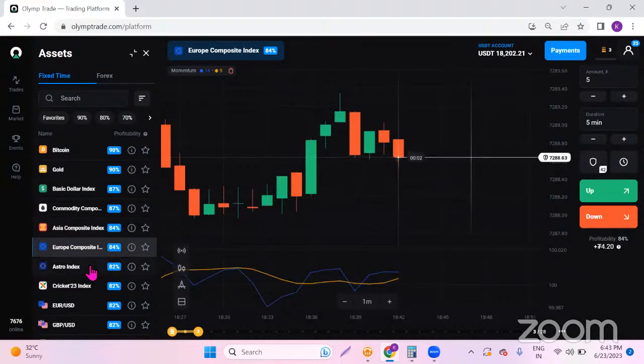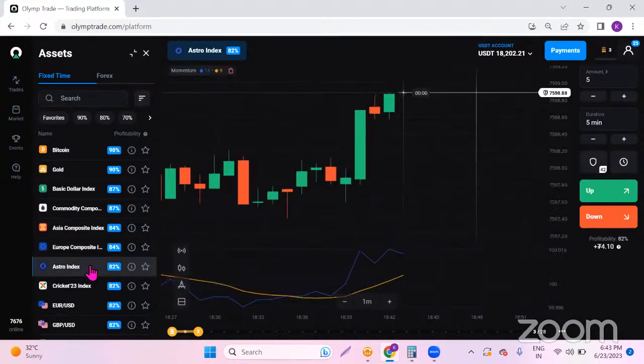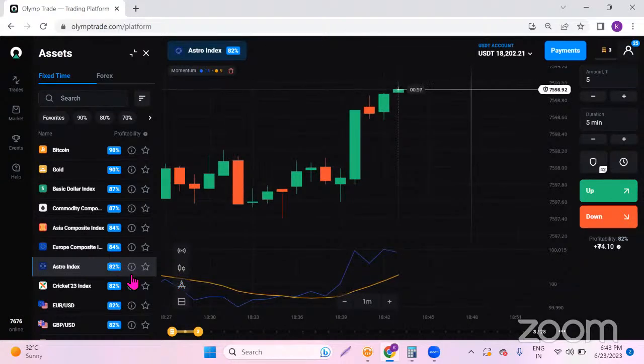Okay, so let's see if we are getting any signals over here and we are able to make any trade. So here the yellow line is crossing the blue line. Yeah, it's going above the 100, but it has still not intersected the blue line. If it intersects the blue line, we will be making a trade.